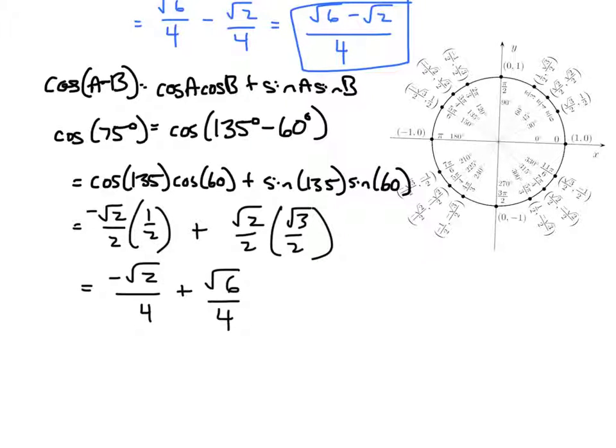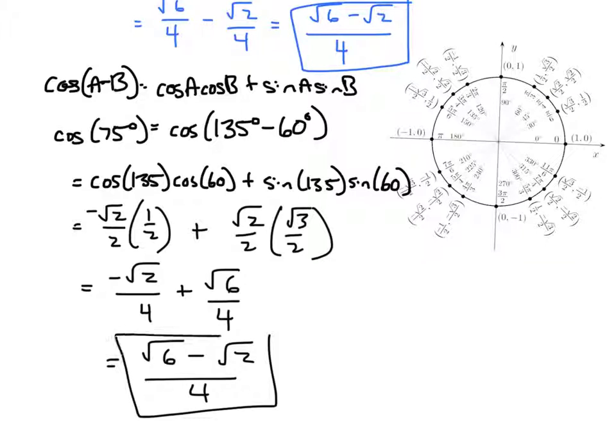Just like in my last problem, I've got a negative root 2 over 4 and a positive square root of 6 over 4. This is the same thing, which makes sense because they were both the cosine of 75. I just found them two different ways.